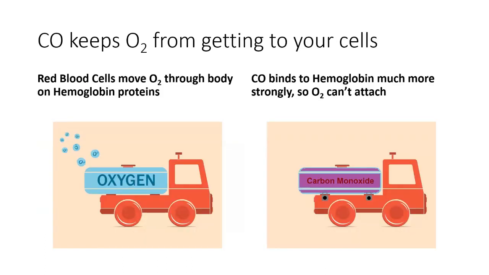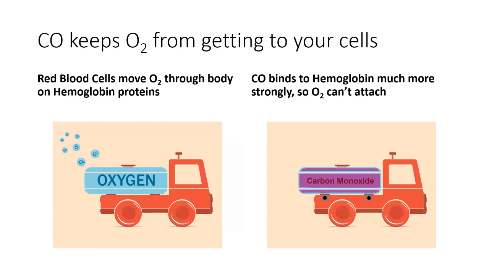Okay, so what does it do? First we have to talk about what oxygen does. When we inhale oxygen into our lungs, we have red blood cells. So this truck represents a red blood cell. The wheels actually kind of look like red blood cells. They're disc-like and sort of dented in the middle. And those red blood cells have something called hemoglobin. You've probably heard of hemoglobin before. And the oxygen attaches to that hemoglobin, but it does it in a reversible way.